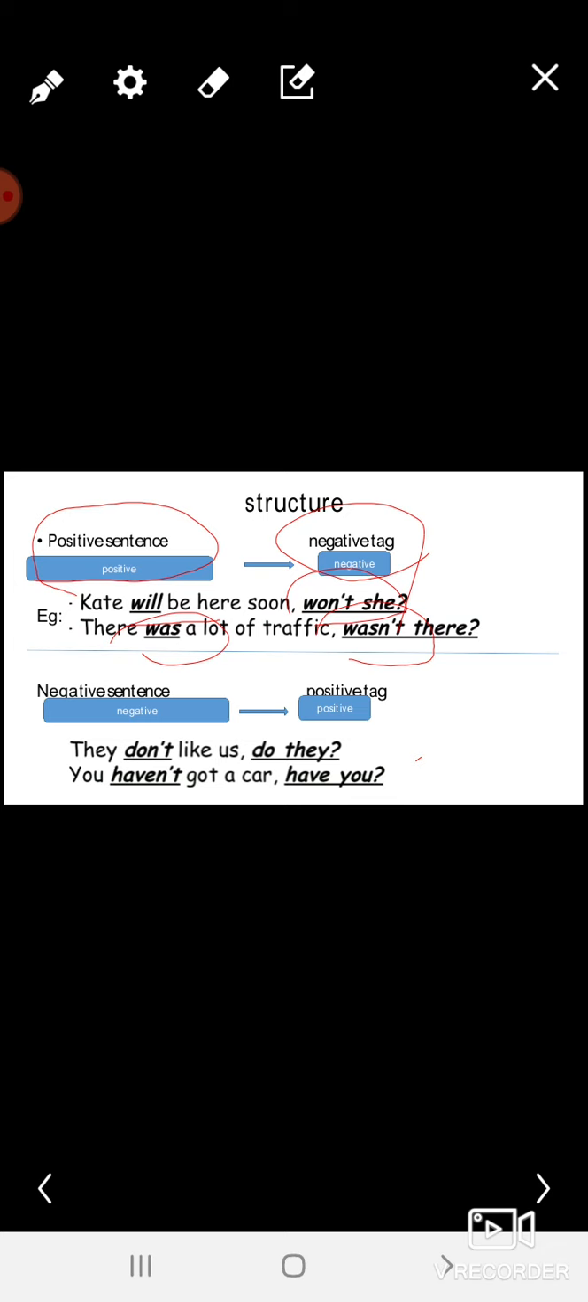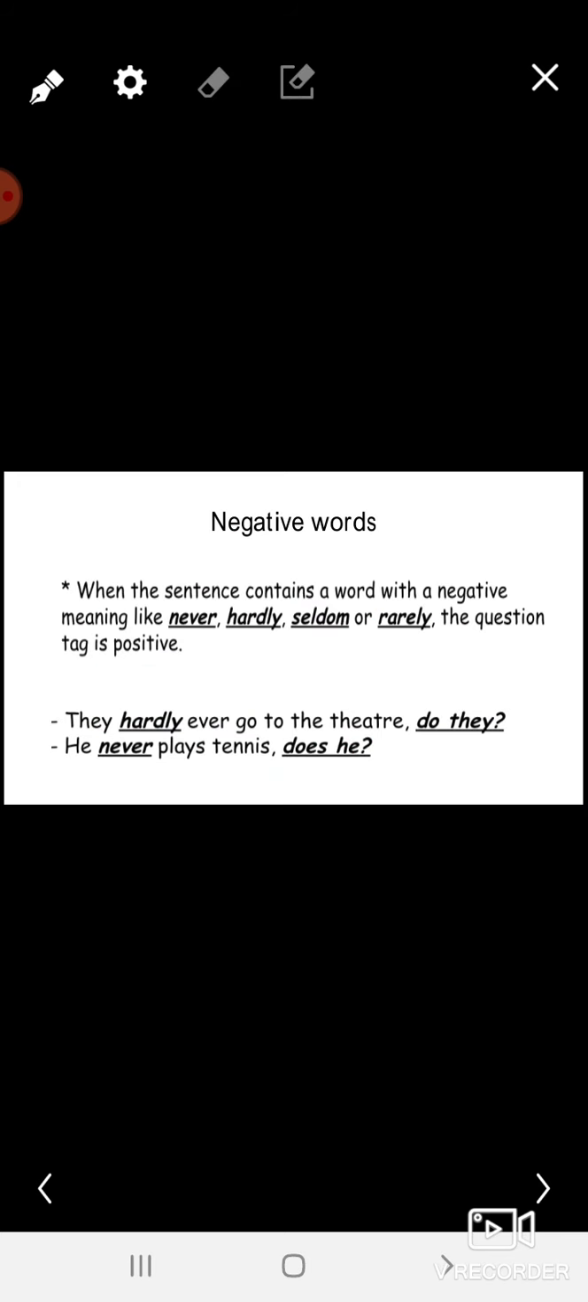Look at the other one. If you have a negative statement, the tag question should be positive. They don't like us. Don't like. Look, this is negative. Do they? The tag question should be positive. You haven't got a car. Haven't is negative. The tag question should be positive. It's very simple. It's really simple. It's a piece of cake.